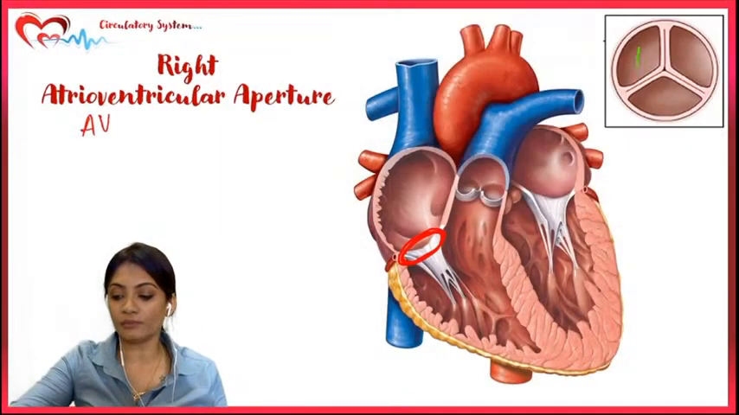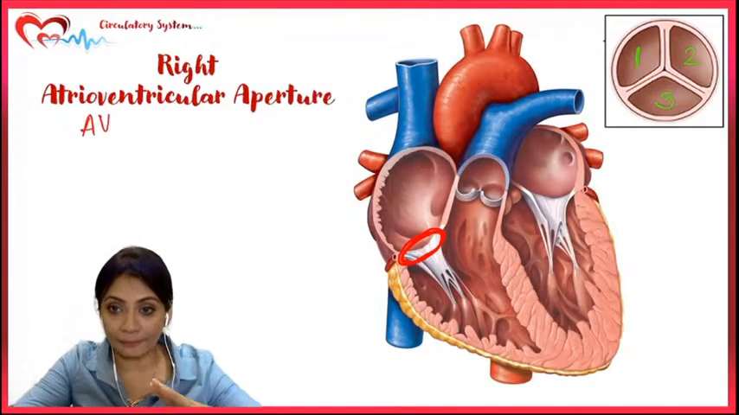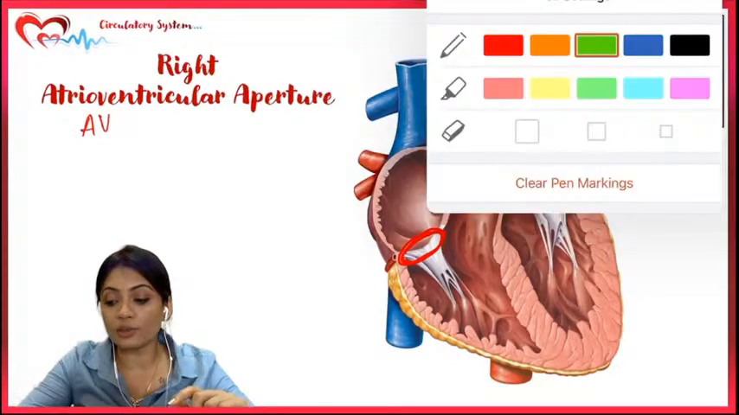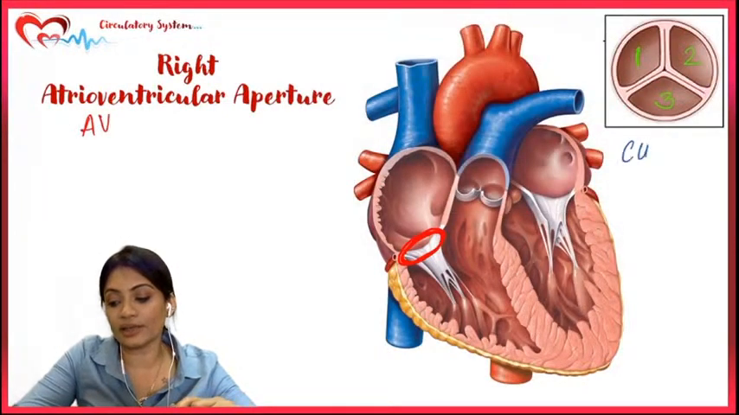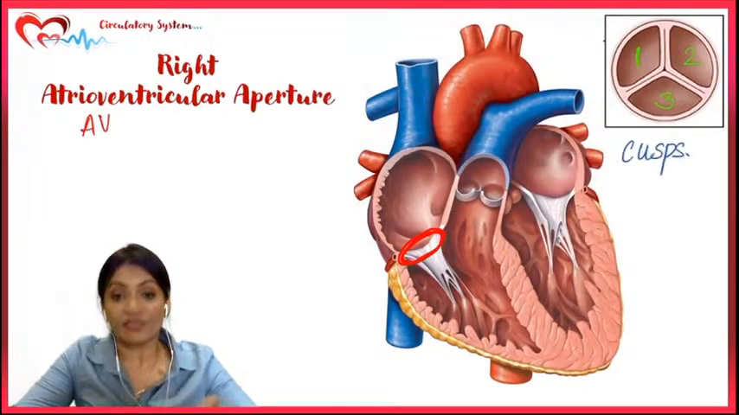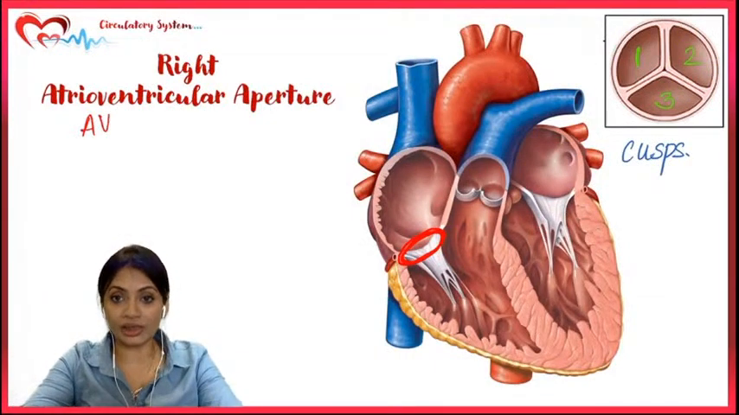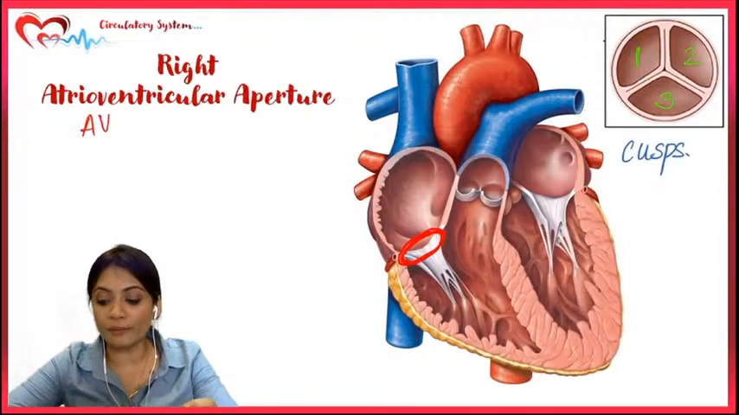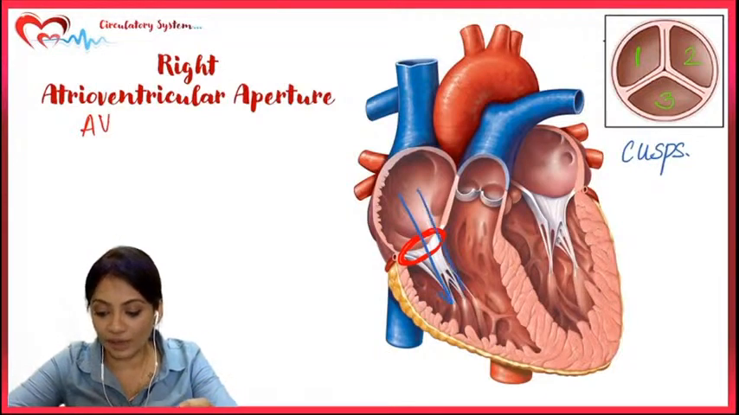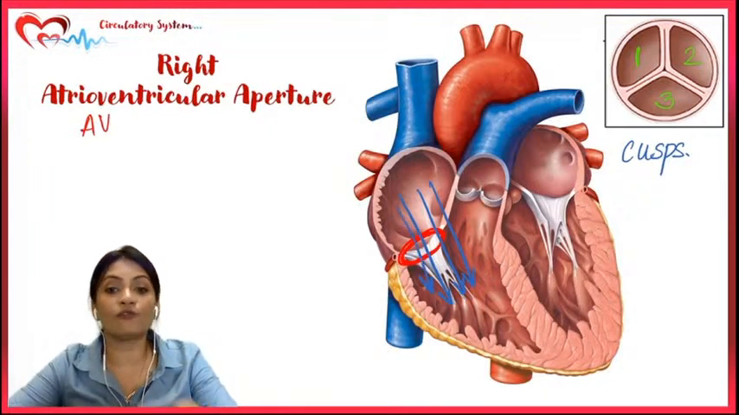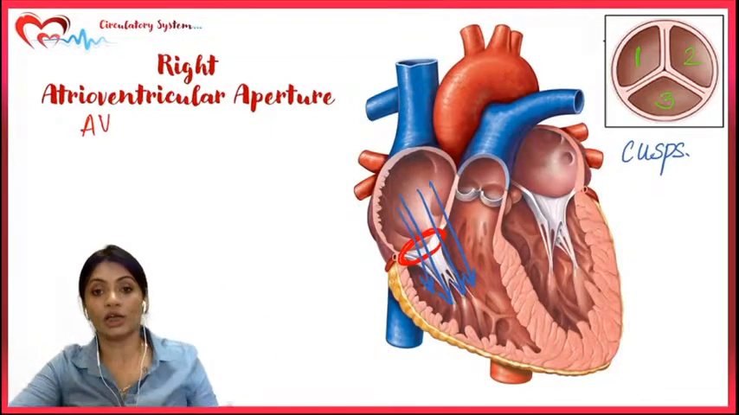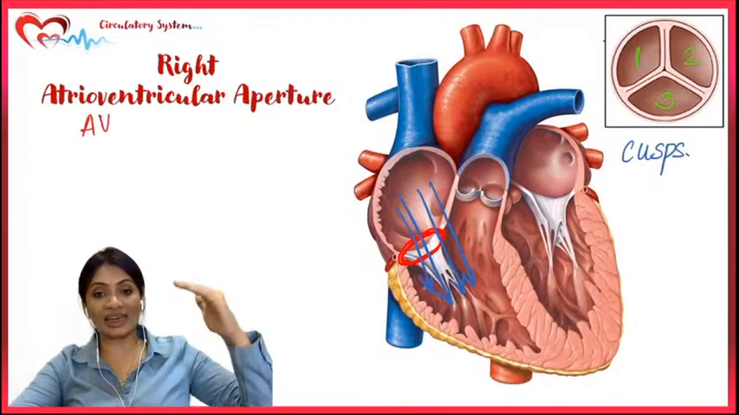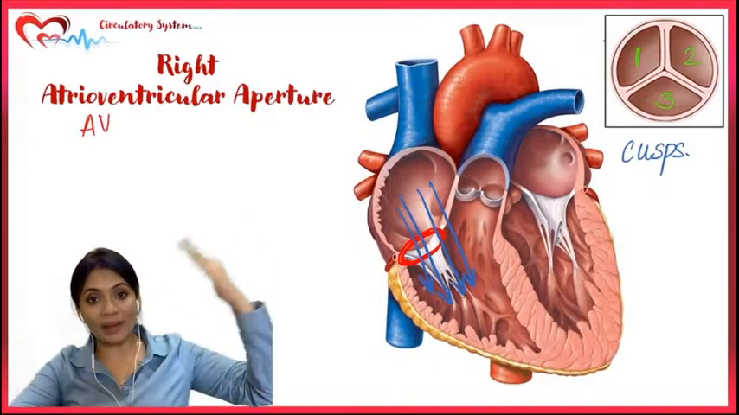There is 1, 2 and 3. Well, these three flaps can also be called cusps. These cusps are going to make sure that blood flows from the atria into the ventricles, and also that blood does not flow back upwards. So they make sure blood flows only in a downward direction.